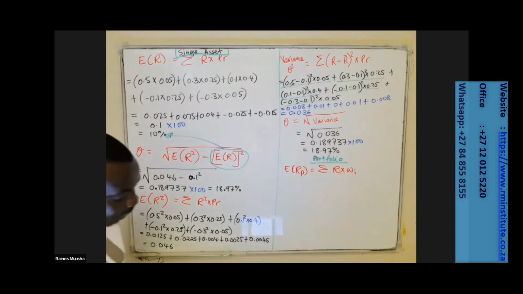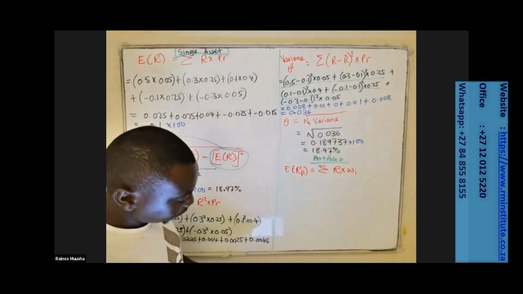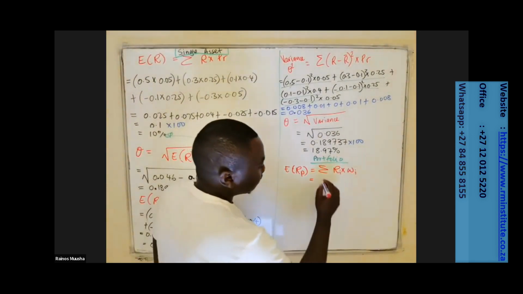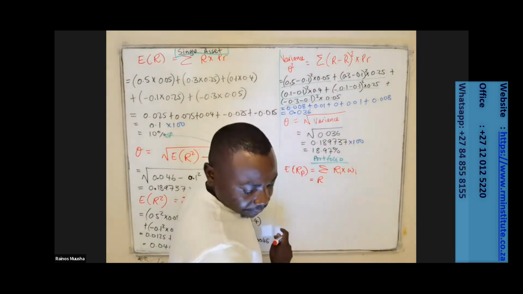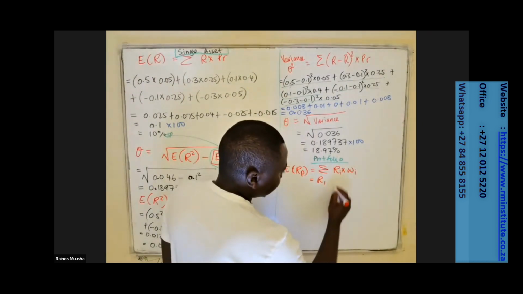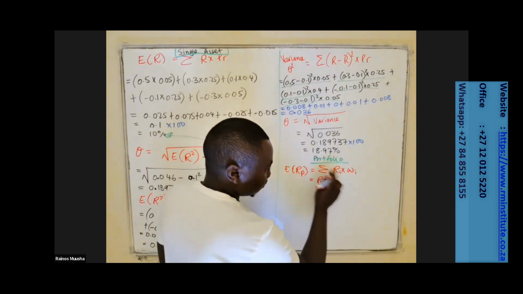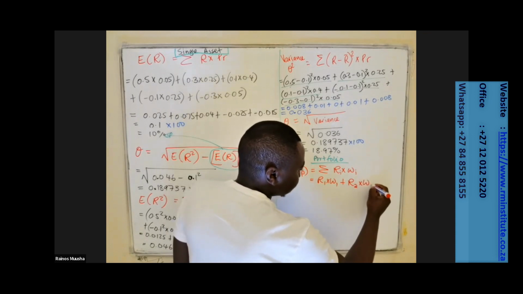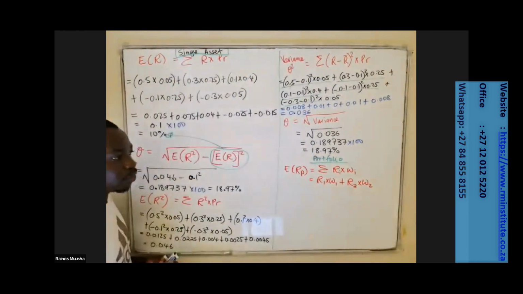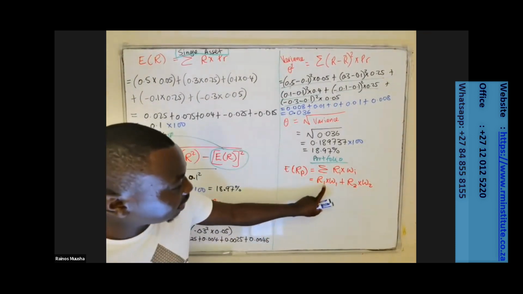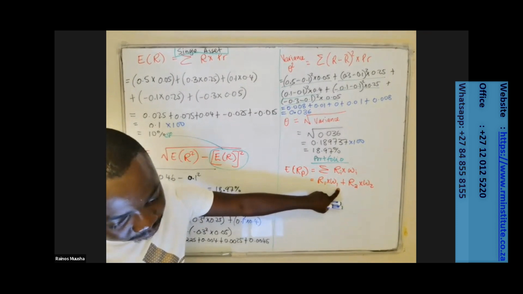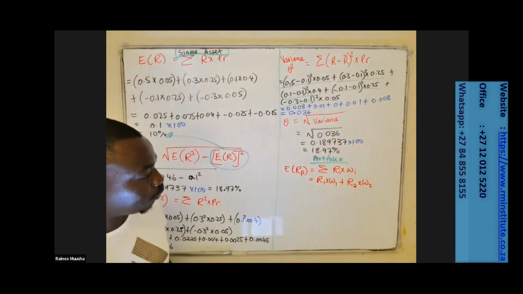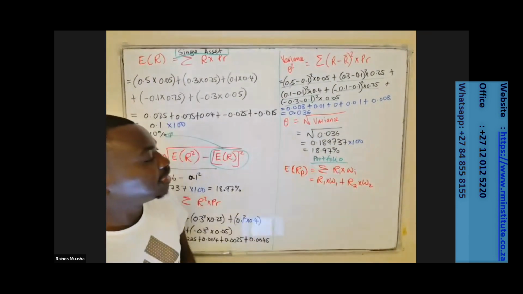So if you have a two-asset portfolio, your expected return is going to be the expected return of asset one times the weight of asset one, plus the expected return of asset two times the weight of asset two. So if it's a two-asset portfolio, this is how you would determine the expected return of that portfolio.